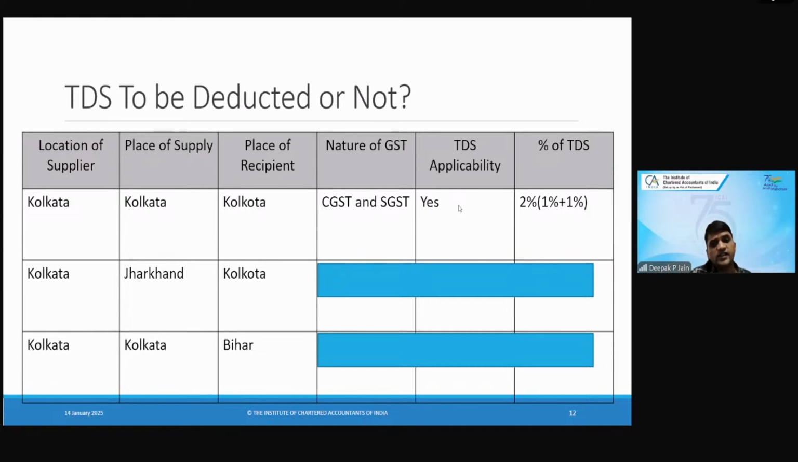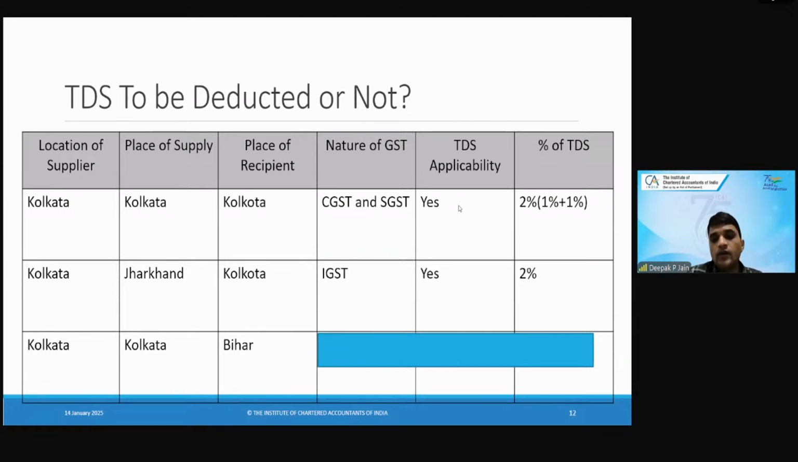IGST TDS. Why IGST TDS? Second case. First of all, what is the nature of GST you would charge? IGST only. Correct. Yes. Perfect. Second case, yes, IGST TDS applicable at 2%.